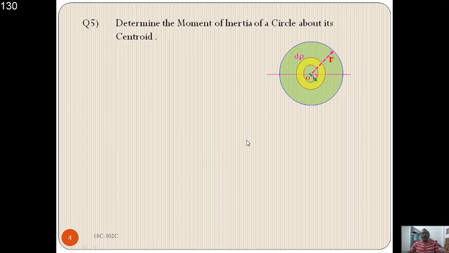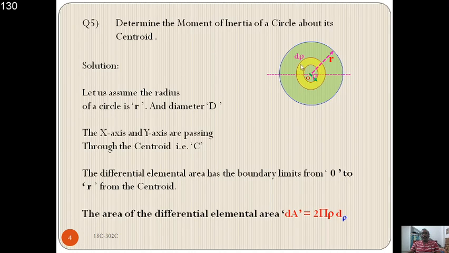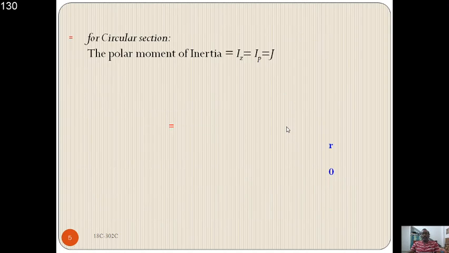For that, we derived the formula of the moment of inertia of a circle about the centroid by taking a differential elemental area of d rho into 2 pi rho, which has the boundary limits from 0 up to r. So by using the integration method or the first principle, you can derive this formula for the circular section.